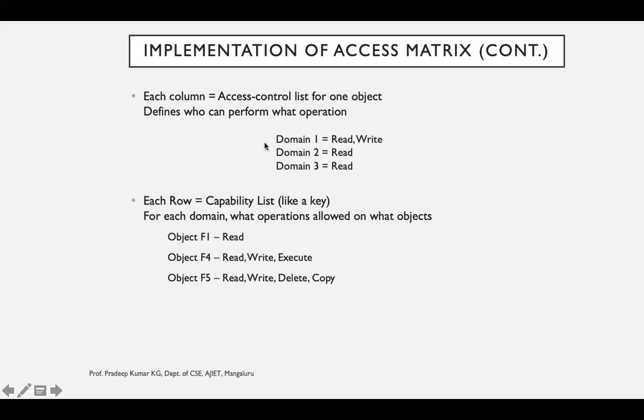Consider it as a situation: for that particular object, domain 1 can perform read and write operations. Object F1, as an example, is only for read. Object F4 one can perform read, write and execute. Object F5 can perform read, write, delete and copy. This is based on each domain: that access list should have all those domain entries with their access rights, in ordered format. Here also you can observe clearly that it starts from F1, then F4 and F5 as an example. It should be ordered.